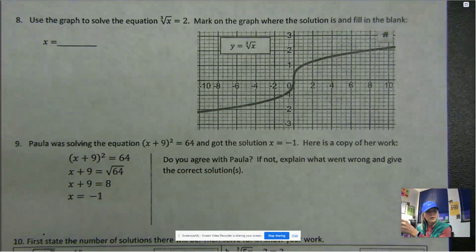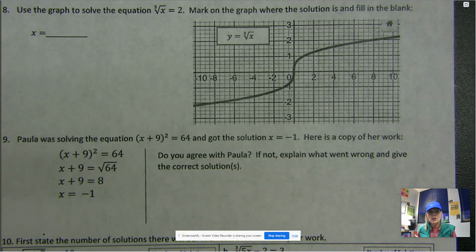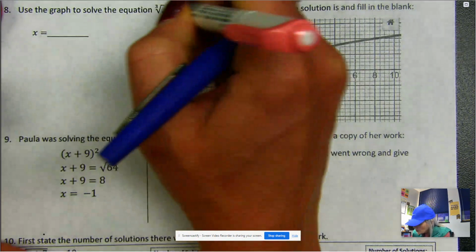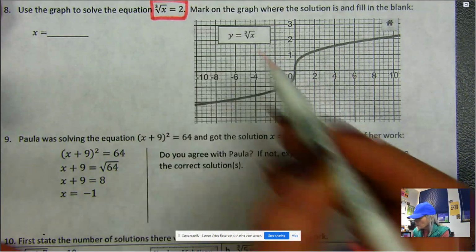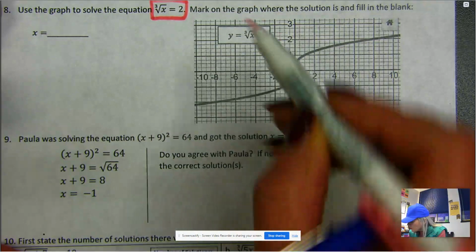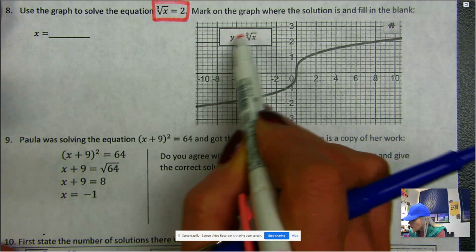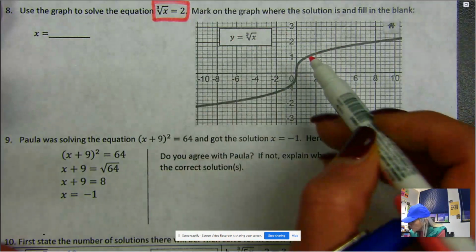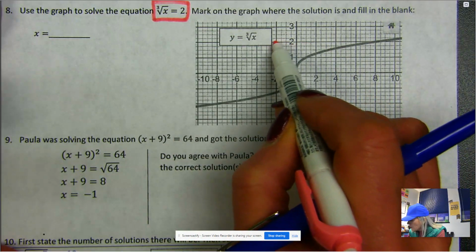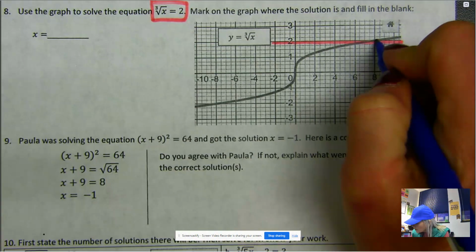Here we go. So on number 8, use the graph to solve the equation, the cubed root of x is equal to 2. So here we have this equation, and it's saying, when is this equal to positive 2? So here's positive 2. So this number, we're looking for the x. This is the y. See how that looks in the function? The number here, the 2, represents the y. So here's 2 on the y-axis. I'm going to follow it till it intersects the graph. Okay, so if I have to mark on the graph where the solution is, I'm going to mark right here.